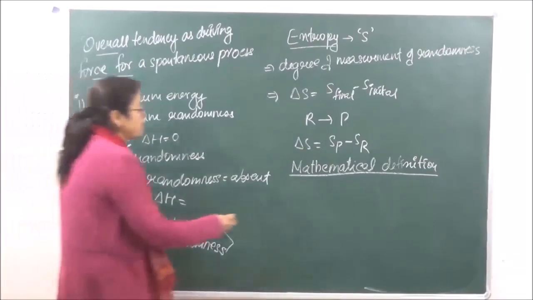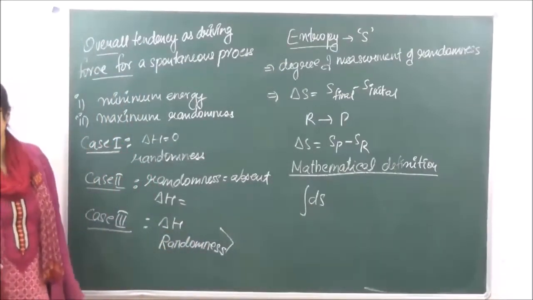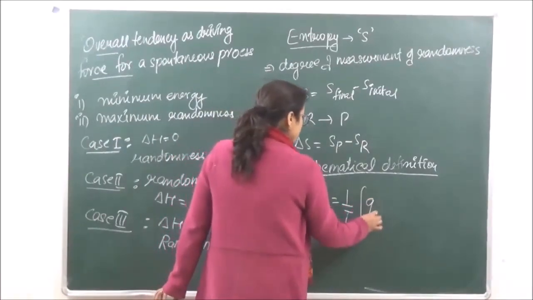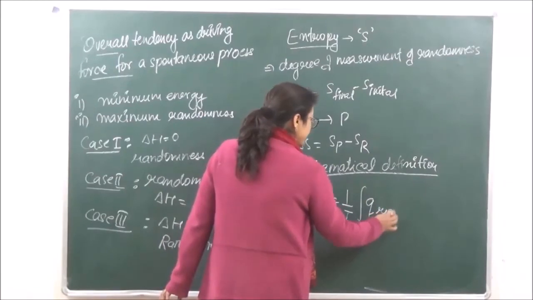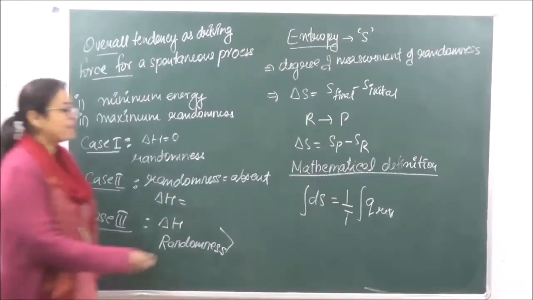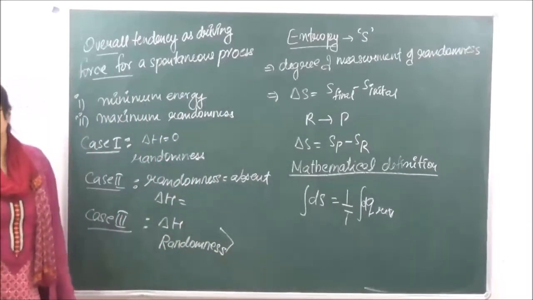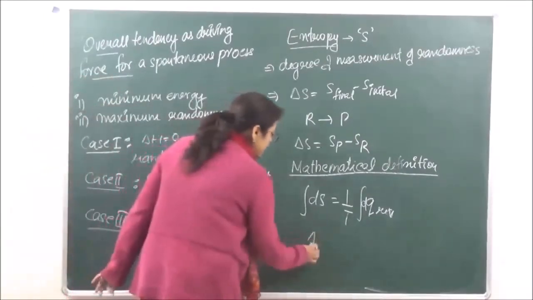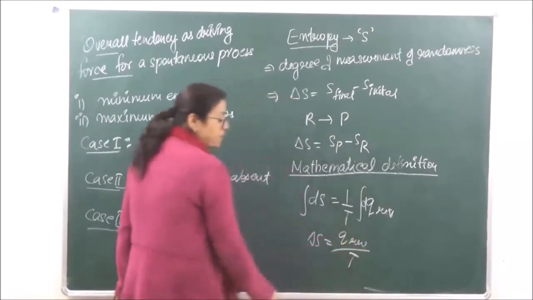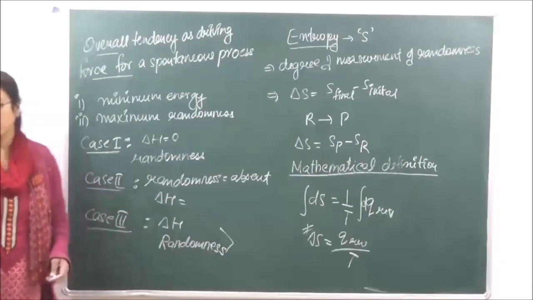So what are we saying here? We are taking the integral of dS, an infinitesimally small change in entropy, equal to 1 by T times an infinitesimally small change in heat during any reversible process. This is how we have done the mathematical definition. This can be written as delta S equal to Q reversible upon temperature. This is an important expression for your competitions. Questions come from this, right?